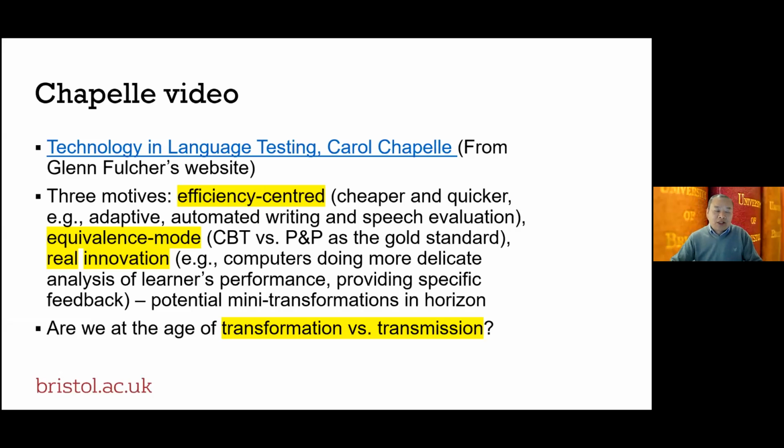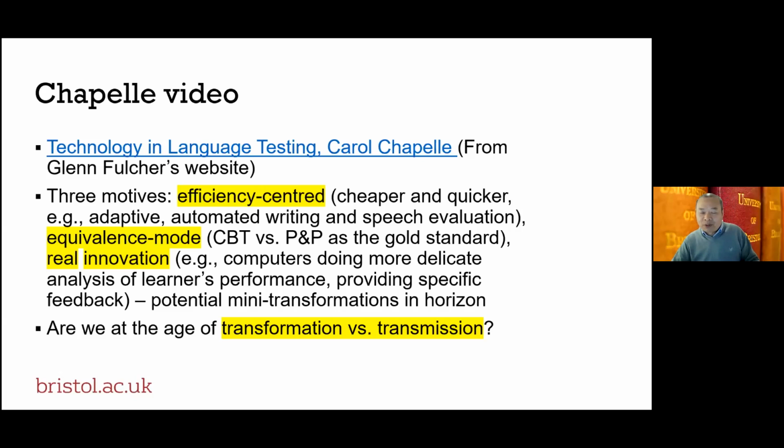Equivalence is to look at whether computer-based tests can be delivered on paper, the same as paper-based ones. But again, the paper-based test is always a kind of gold standard. And there's a little bit of real innovation, for example, using computers to do more delicate analysis of learner performance.